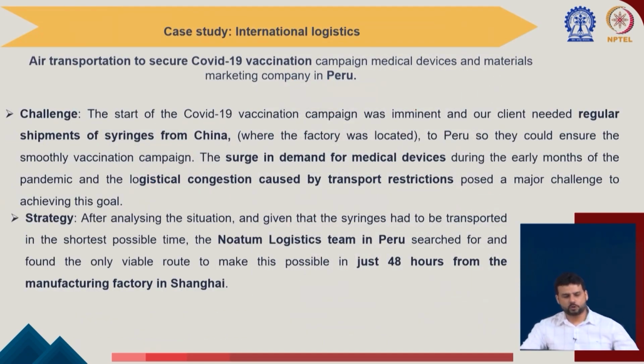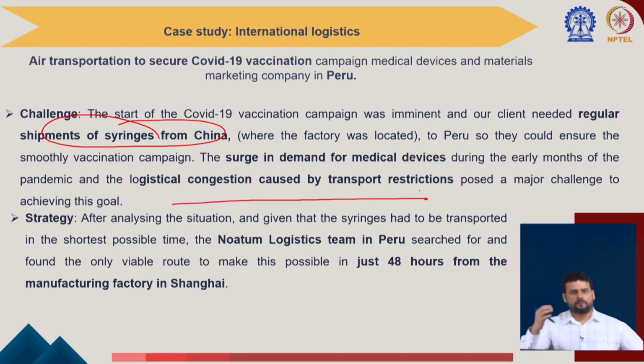This is a very small case study, we'll go through it quickly. During COVID-19, obviously each country faced a sudden rise in the demand for medical devices, Peru included. But I have taken this special case on the shipment of syringes from China to Peru. To successfully run the vaccination program, they needed a continuous supply of syringes. But logistic congestion caused by transportation restrictions and shutdown operations was there; everything was banned.